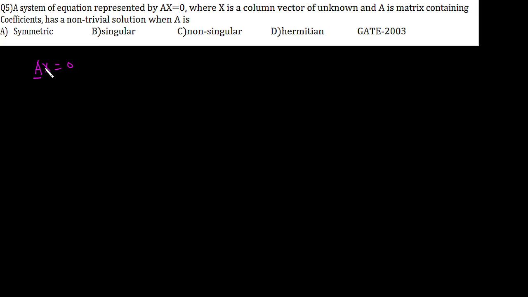Now here on the right hand side we have the 0 vector, so we can say the system is a homogeneous system.